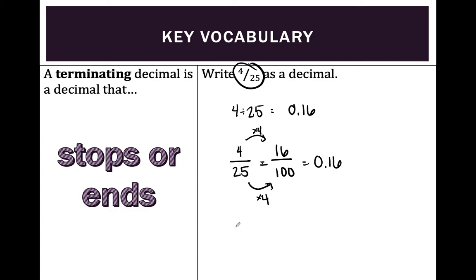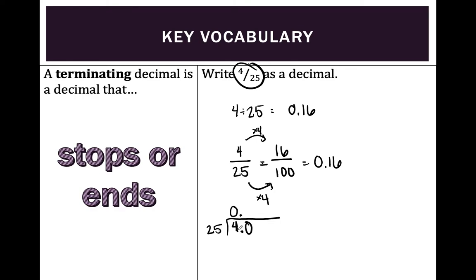And lastly, you can always use good old long division by dividing 4 by 25. So that would be set up like this. 25 does not go into 4, so that means I can put a 0 here. I'm going to put a decimal and add a 0.